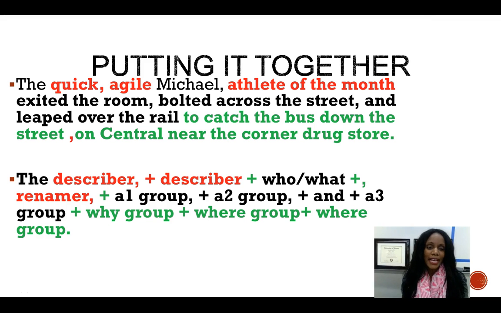If you look at the formula for this sentence, you'll notice that it's simply the describer, followed by a comma, plus a describer, plus who or what, plus renamer, plus the action group 1, comma, plus action group 2, comma, and the word and, action group 3, plus the Y group and 2 where groups at the end. That's your sentence instead of the first one.